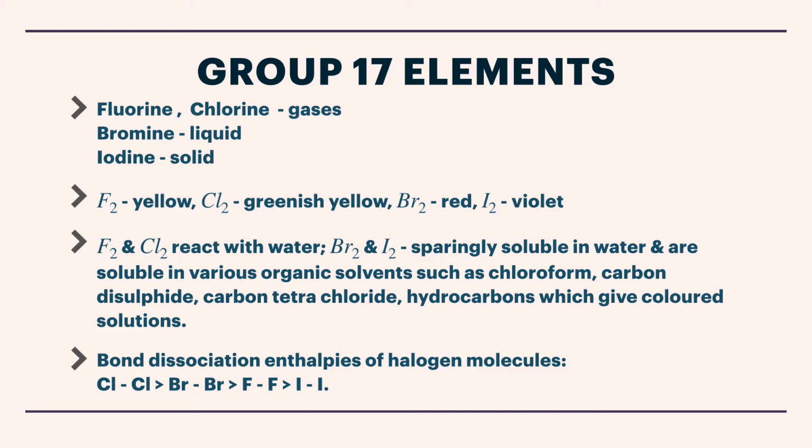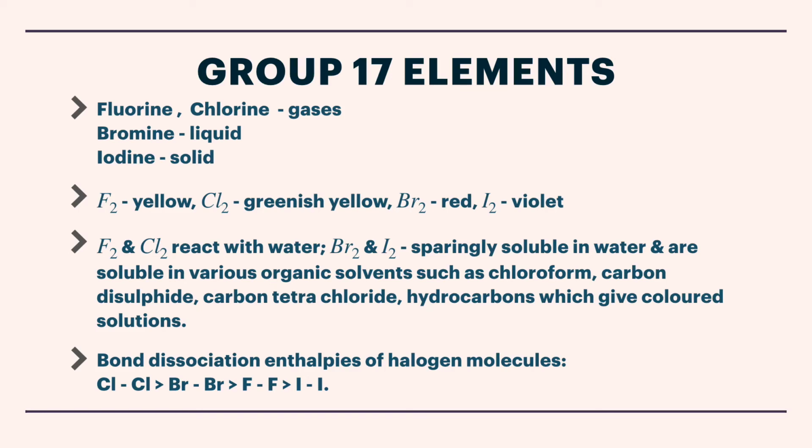The reason is that the fluorine atom's size is very small. As a result, there will be repulsive force between the electrons of the two fluorine atoms. So this is the reason behind fluorine having less bond dissociation enthalpy than chlorine and bromine. So hopefully you understood this.